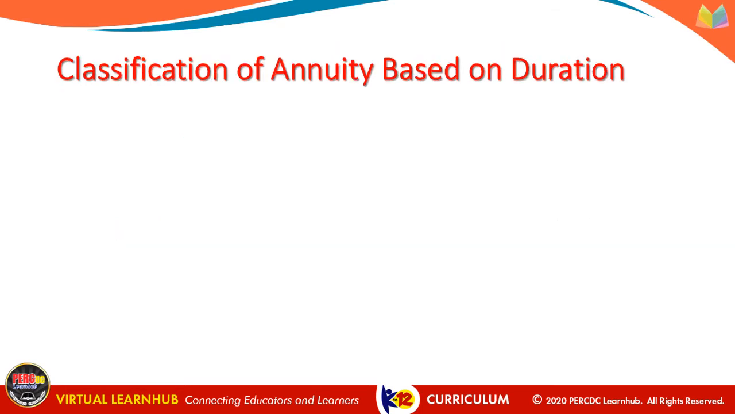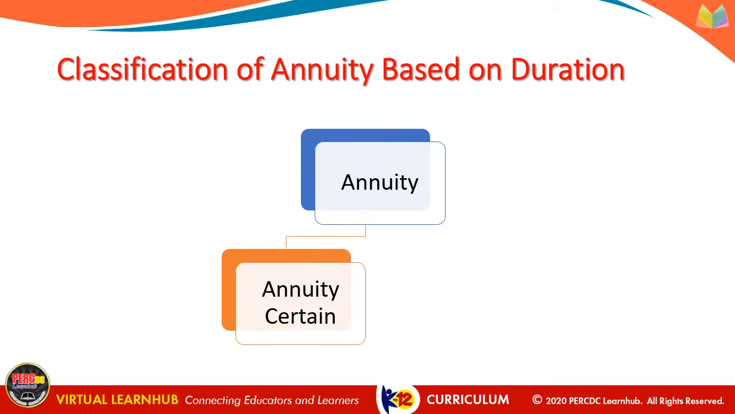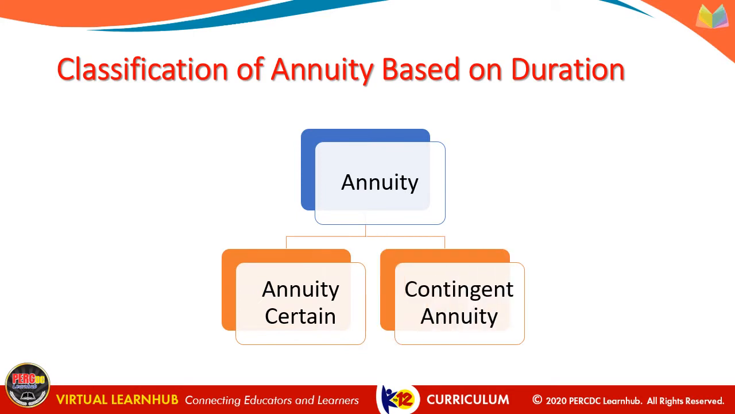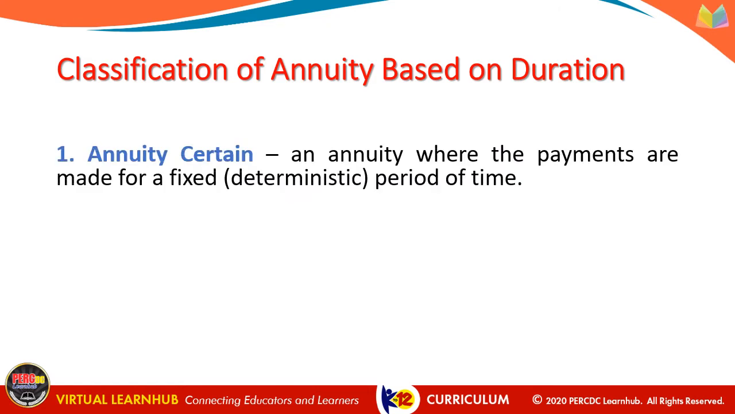Annuity can also be classified based on duration. Based on duration, annuity can be classified into two: annuity certain or contingent annuity. Annuity certain is an annuity where the payments are made for a fixed or deterministic period of time. Say for example, yearly payments for 10 years. That is annuity certain. Or another one, quarterly payments for 3 years. That is still annuity certain.